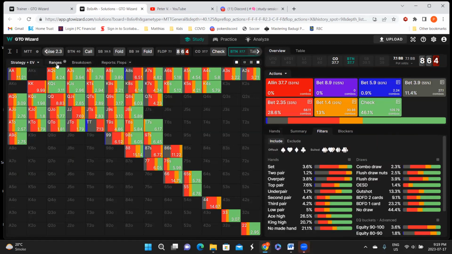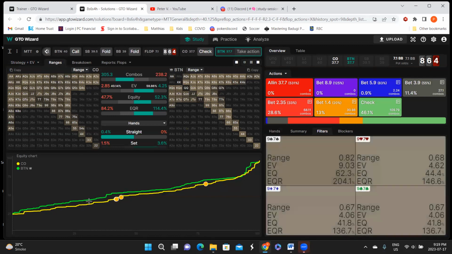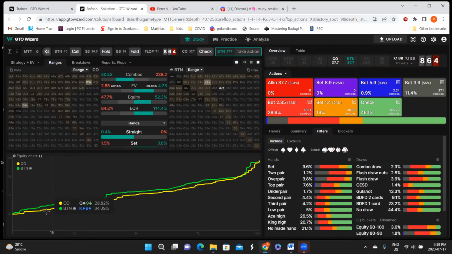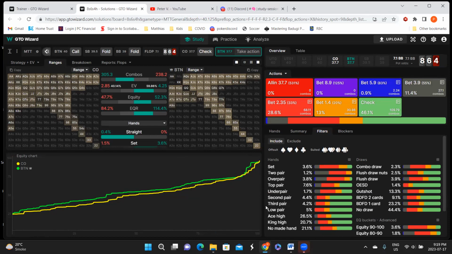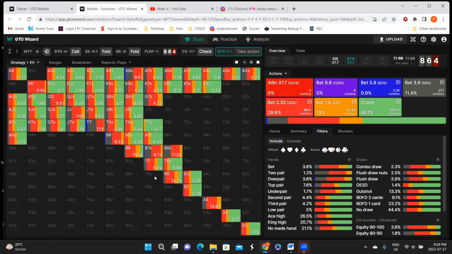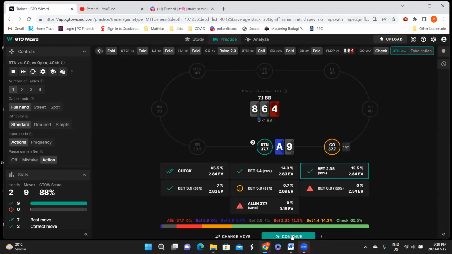Let's take a look at ranges, and we can see that it is pretty close. The button has a little bit of a range advantage all throughout the graph. So it just wants to bet small a lot here. Right in this spot where it has slightly better equity. 52-47, but it's pretty close. So small and frequent is the goal here.